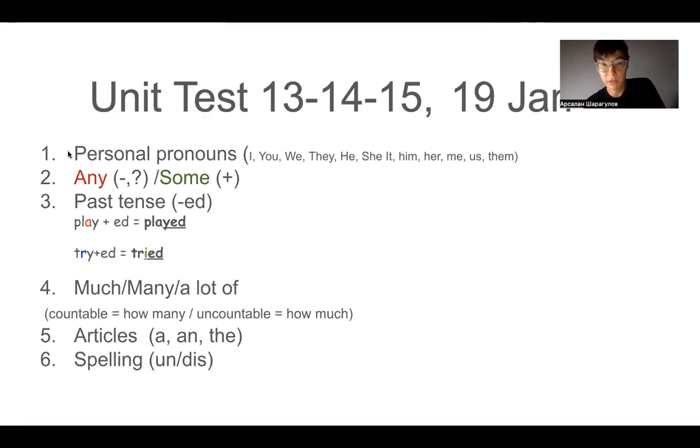There are 6 topics: personal pronouns, any or some, past tense, much, many, a lot of, articles, and spelling the opposites, okay? Now, personal pronouns is quite easy. I, you, he, she, it, we, they, me, him, her, us, them.